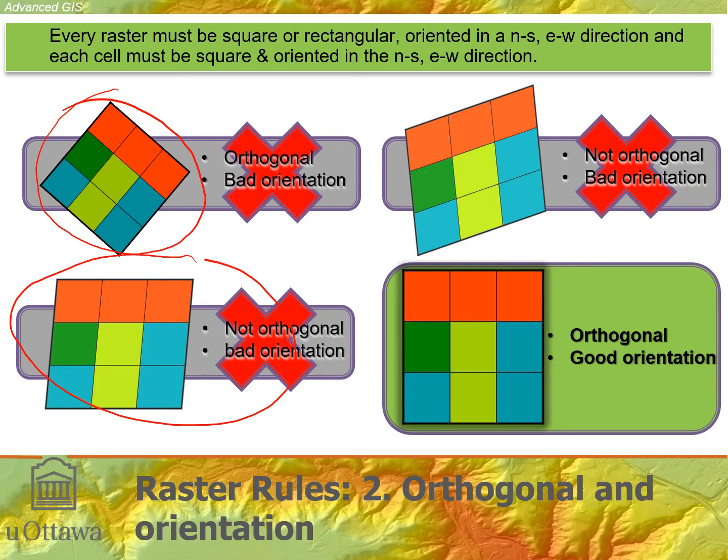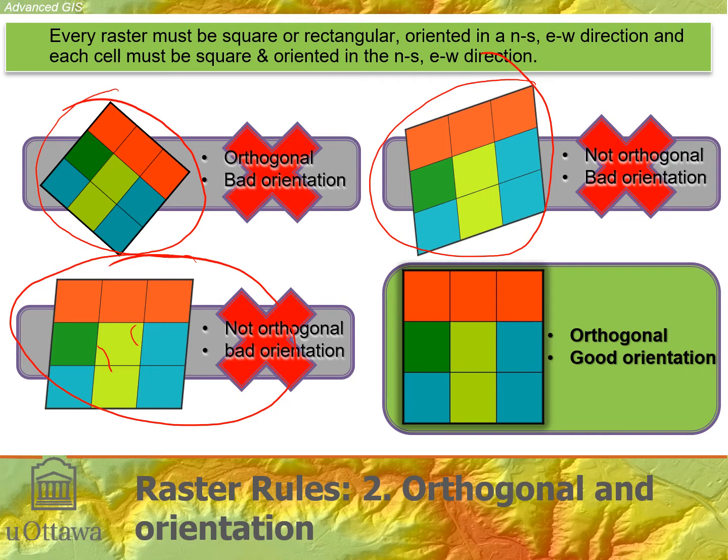In a second case here, we no longer have orthogonality for each of the cells. So some of the angles inside are not 45 degrees anymore for every corner of the cell. And that means cells don't meet at right angles. Likewise, here's another case where we have a rotated and skewed raster image. And again, we have bad orientation because the raster itself is not oriented north, south, east, west. And we have non-orthogonality within the cells.